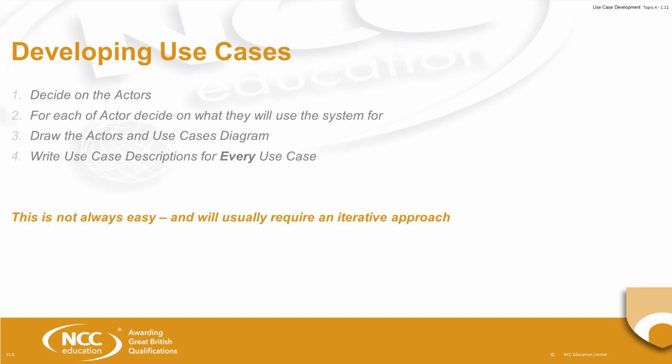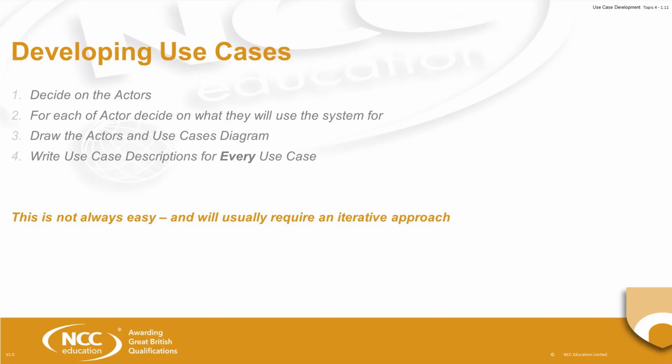The fourth stage here then is to write use case descriptions for every use case. Okay, so you've identified the use cases on your diagram, but now you actually need to add descriptions. And those descriptions should identify the actors involved, they should identify any pre and post conditions that have to be in place, and it should identify the primary path through the use case, so what happens at each step through that use case. Okay, it's not always easy to do this, as I've noted at the bottom here, and usually you'll need to go around these 4 steps in any order actually, and a number of times in order to get it right.